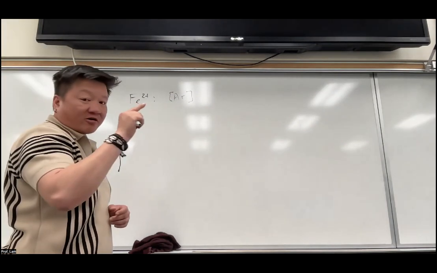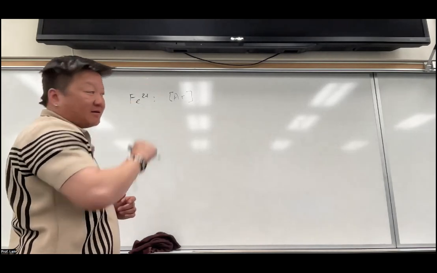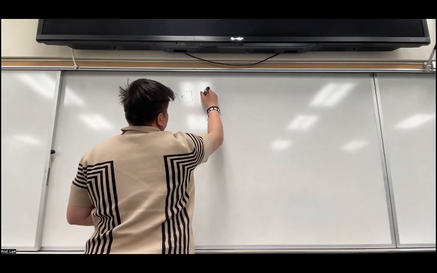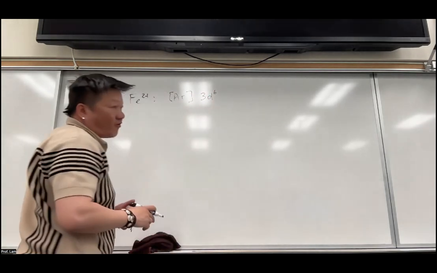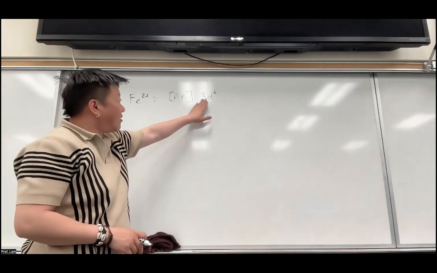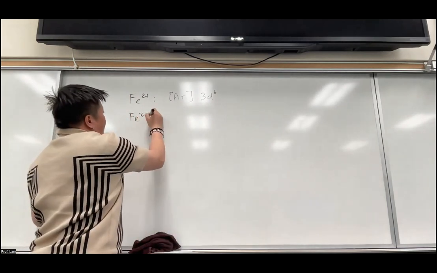Okay, so now put your finger on iron again, walk back 2 spaces, and what is that group number? It's going to be 6. And you're like, I'm in period 4, so I'm going to drop it down to 3 because I'm in the d block, so 3d6. Okay, let's do it for iron 3+.